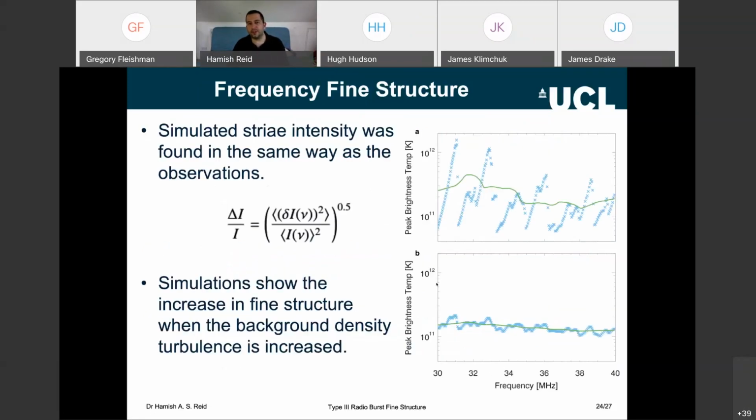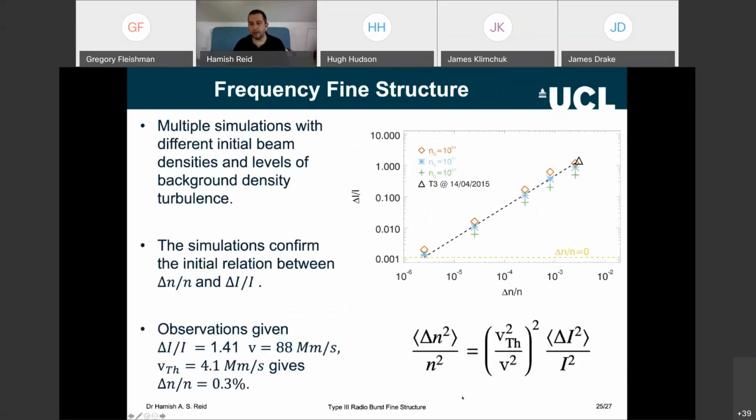The simulated striae intensity was very similar, as you can see from this plot, to what you saw for the observed intensity, and we're using the same formula. We estimated the delta I over I, all from the simulations. And we found that there was an increase in the fine structure when the background density turbulence was increased, as we'd expected from the formula that we derived way back at the start. And indeed, this is the formula on this slide in the bottom.